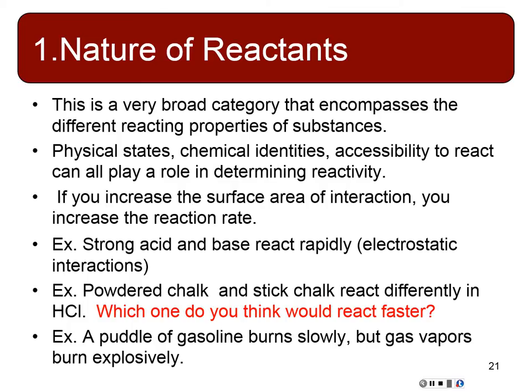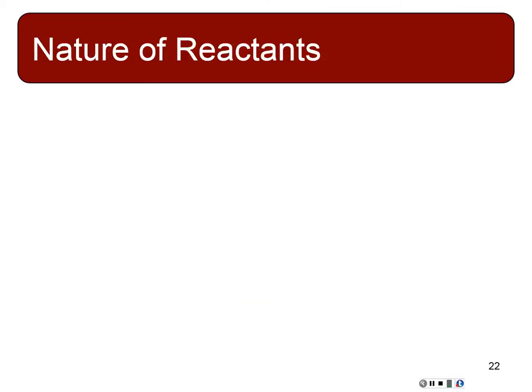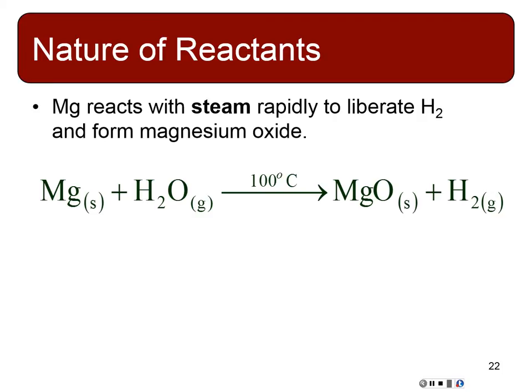Here's another pretty neat example. If you take magnesium and react it with steam or water vapor, so the temperature here is 100 degrees, obviously, for the steam, it's an efficient reaction. It works. You form MgO, and you liberate hydrogen gas.